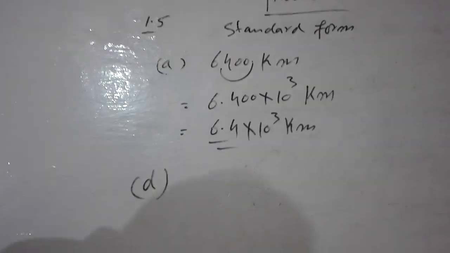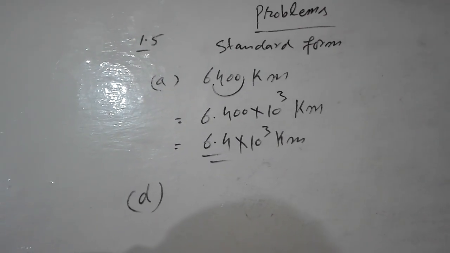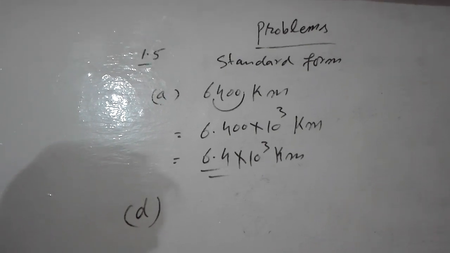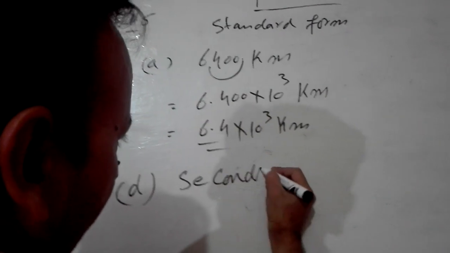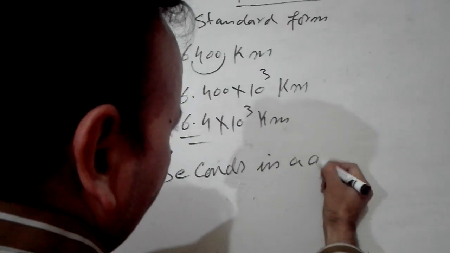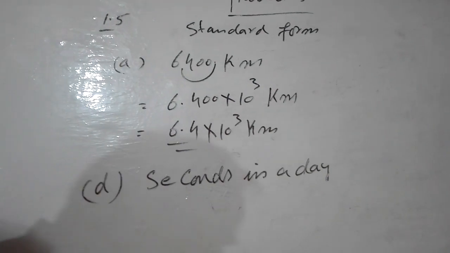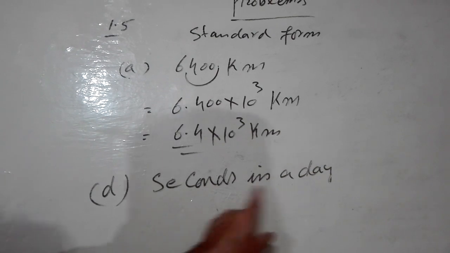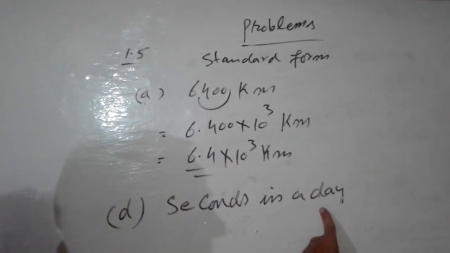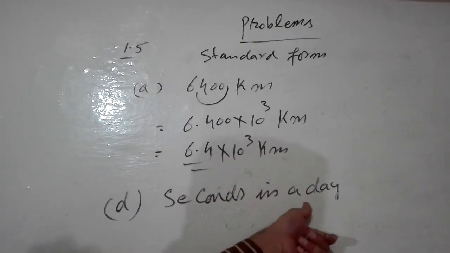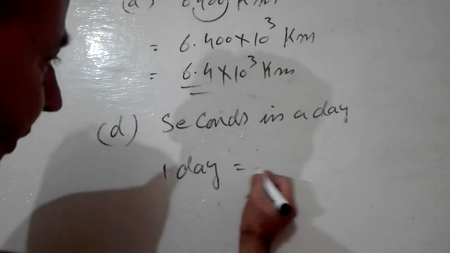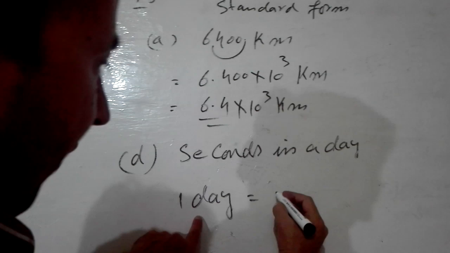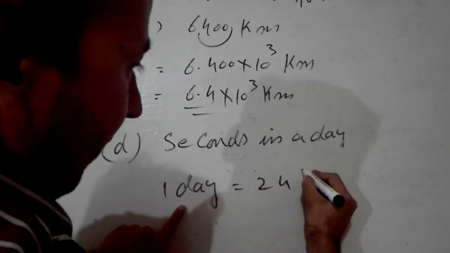The last part is seconds in a day. You have to change seconds in a day. What is meant by this question? This question is how many seconds are in a day? You have to understand the question first. So you know in a day how many seconds. Clearly, in a day how many hours first? 24 hours.